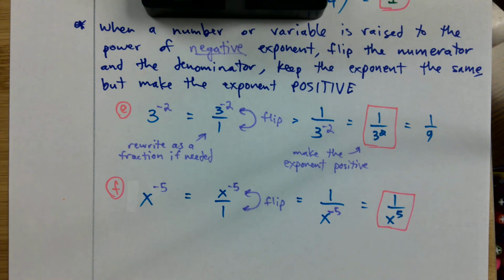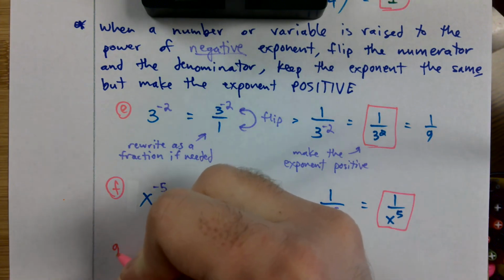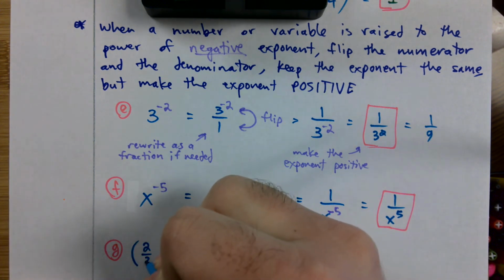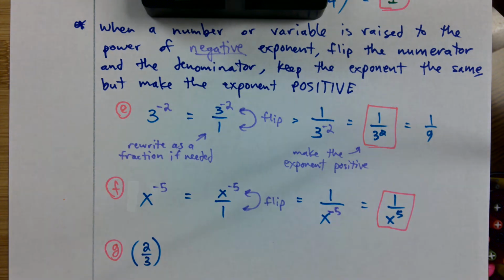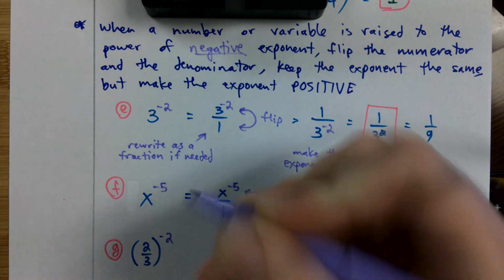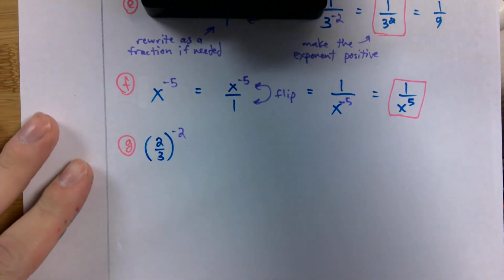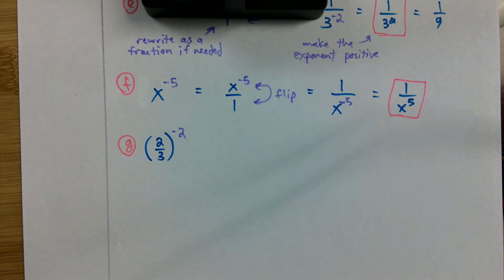Let's see what happens when we do have a fraction. It's actually easier because we don't have to make our own fraction. Let's do 2 over 3 to the power of negative 2. Just like that. And I'll move this up. There we go. Make sure you draw parentheses and put that exponent outside the parentheses. It changes it, remember?